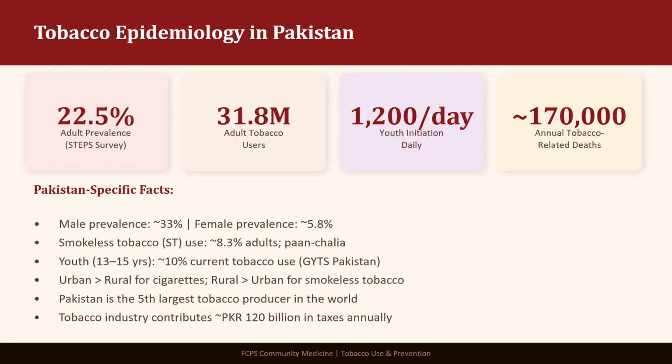Male prevalence is approximately 33%, female prevalence 5.8%. Smokeless tobacco is approximately 8.3% in adults, which includes pan, chalia. Youth aged 13 to 15 years, approximately 10% current tobacco use according to the Global Youth Tobacco Survey. In Pakistan, urban areas are higher than rural for cigarettes, whereas rural areas are higher for smokeless tobacco.